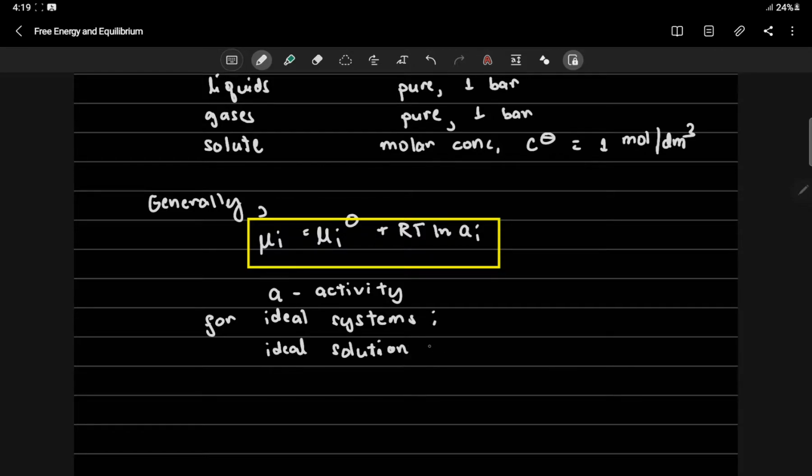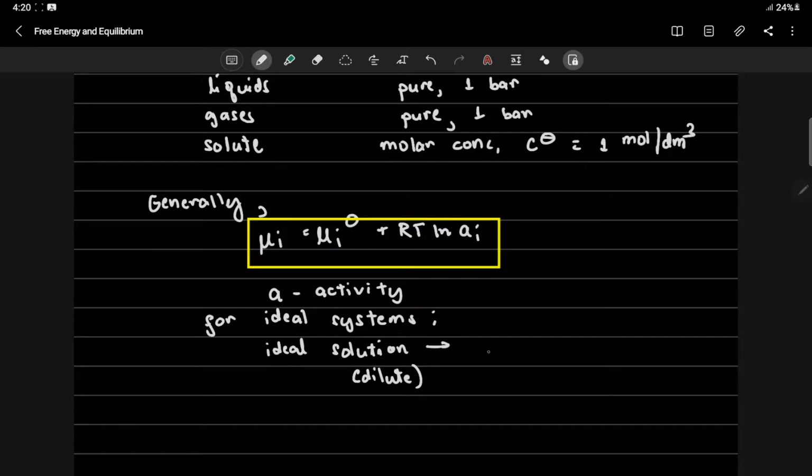Okay, ang ideal solution, it should follow Raoult's law. Okay, and we will talk about Raoult's law soon. But usually, kapag ideal solution, dilute yan. Okay, dilute.